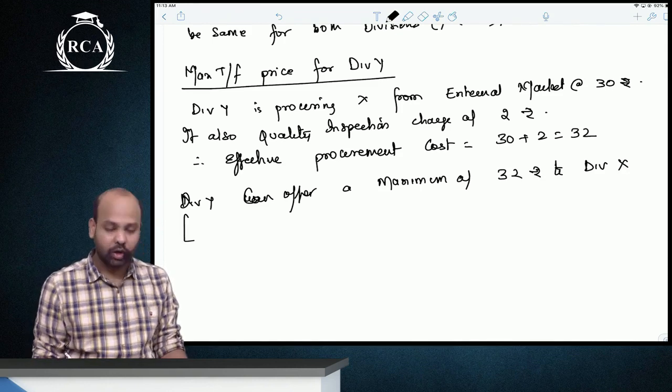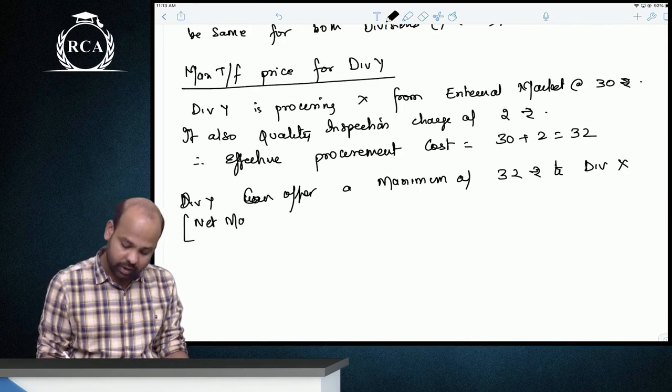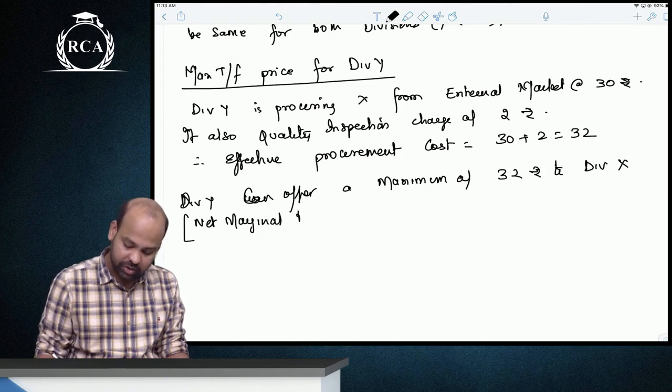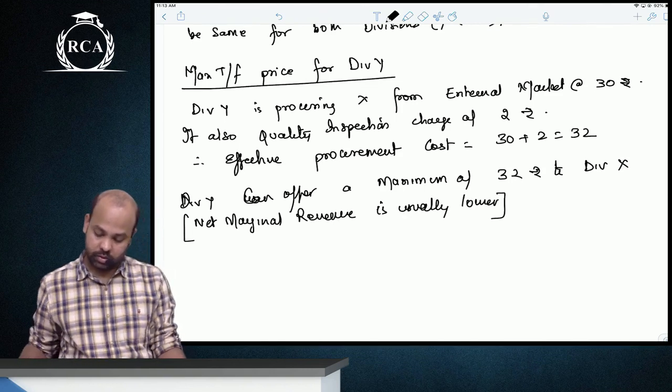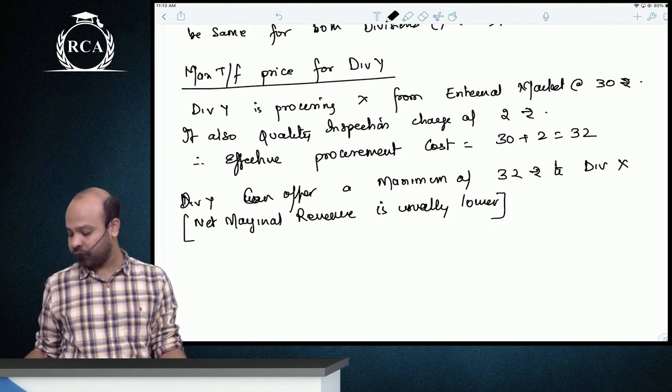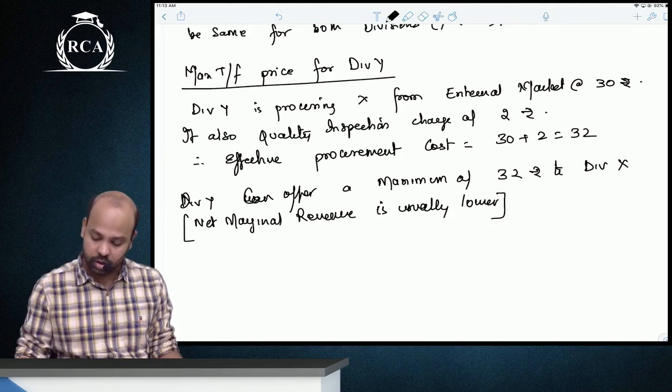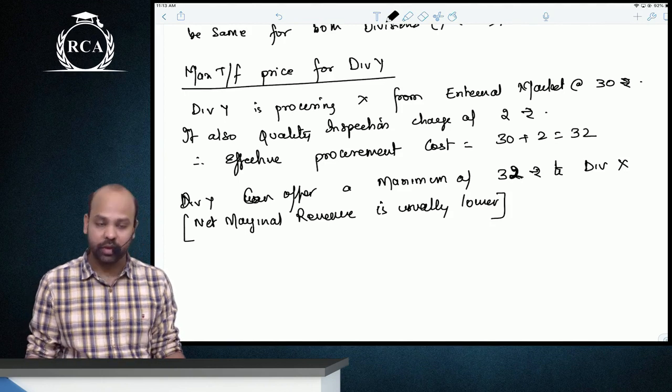Guys, remember, beta, in all of these cases the net marginal revenue is usually lower. You do not even have to check, you can directly write this. Net marginal revenue is usually lower. Division Y can offer a maximum of 32 rupees to division X.